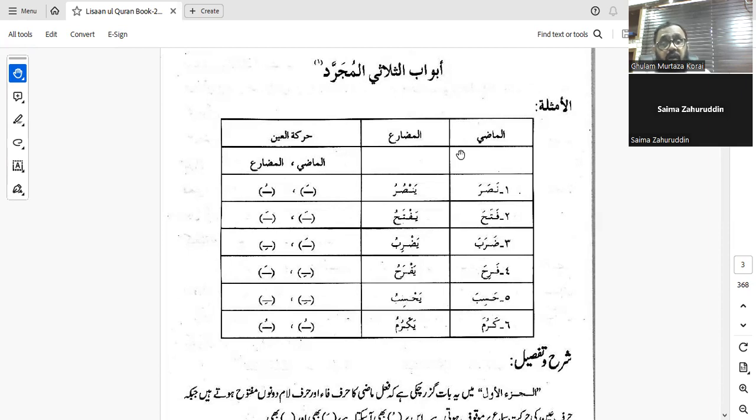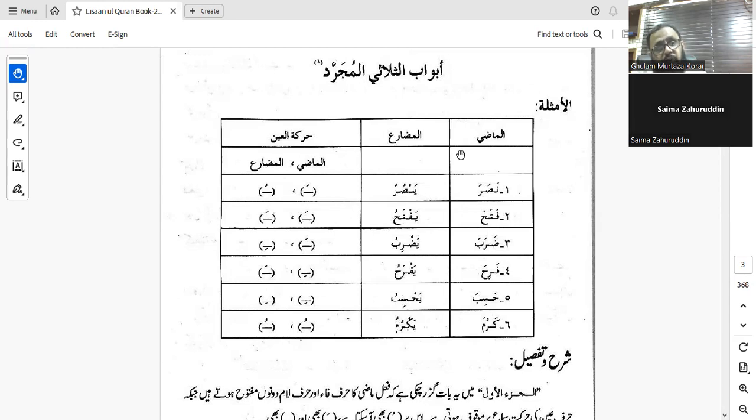Then we talk about mukhatab, to whom you're talking. And again, we have got three sigas for mudhakkar mukhatab and three sigas for muannath mukhatab. Mudhakkar mukhatab: nasarta, this is mufrad mudhakkar mukhatab. Nasartuma, muthanna mudhakkar mukhatab. Nasartum, jama mudhakkar mukhatab. And three sigas for muannas mukhatab: nasarti, that is mufrad muannath mukhatab. Nasartuma, muthanna muannath mukhatab. Nasartunna, that is jama muannath mukhatab.